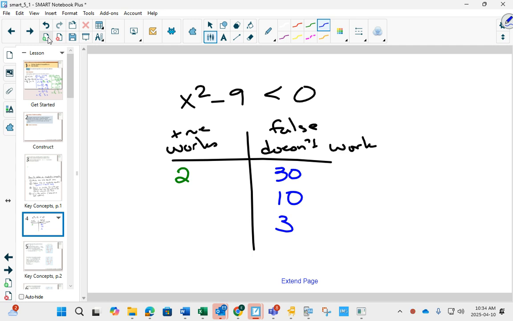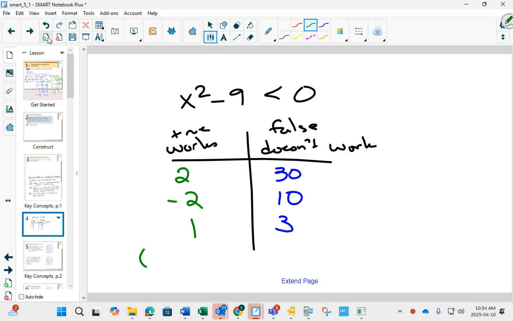So far, you found one number that works. -2. Is it going to work? Yes. Now we have 2 numbers that work. 1. Is 1 going to work? Yes. What are all the numbers that work? Anything less than 3. Oh, okay.